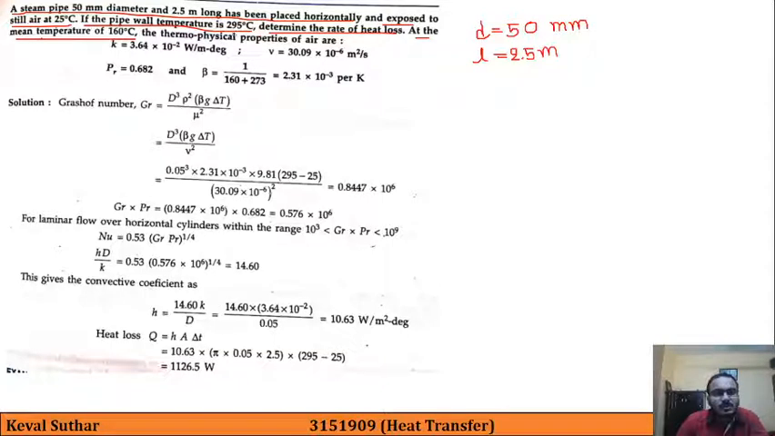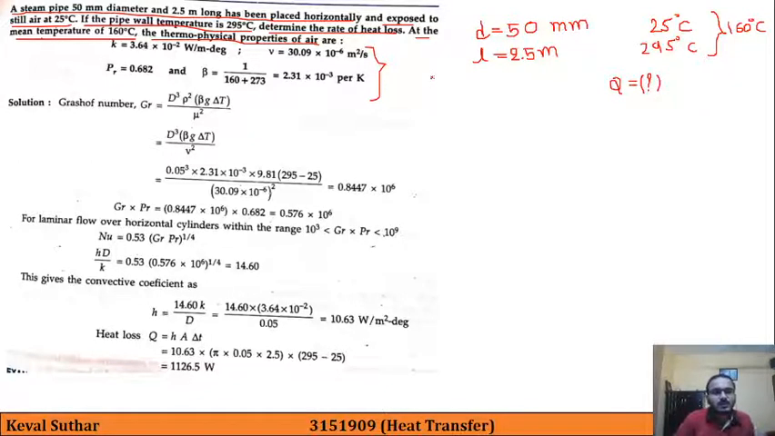So here the environmental temperature is 25 degrees Celsius and the pipe wall temperature is 295 degrees Celsius. So the mean temperature of the two will be 160 degrees Celsius. Here the thermophysical properties are already given in the question. So now we need to determine the heat flow rate, Q equals question mark.